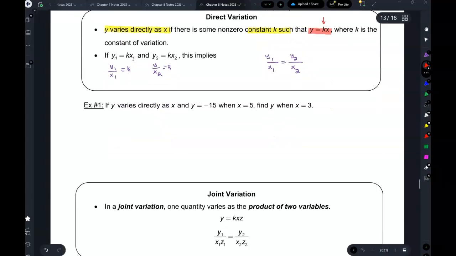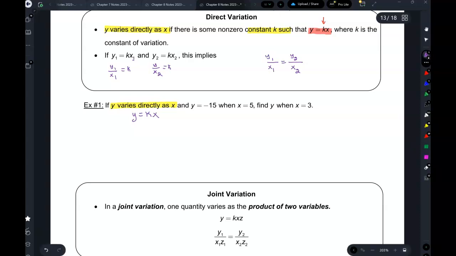Okay, so if y varies directly as x, and y is 15 when x is 15 and so on. I read the highlighted phrase, y varies directly as x. As soon as you read that highlighted phrase, you know that the equation for that is y equals kx. You immediately write that, and then you move on.